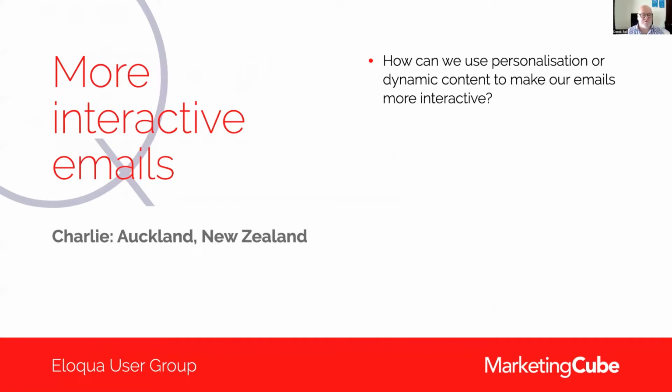Next question comes from Charlie in New Zealand. And Charlie asked the question, how can we use personalization or dynamic content to make our emails more interactive? So it was probably the term interactive that threw me a little bit on this one. Engaging, perhaps, I think, is another word I'd use. Appealing, attractive, those sorts of things.